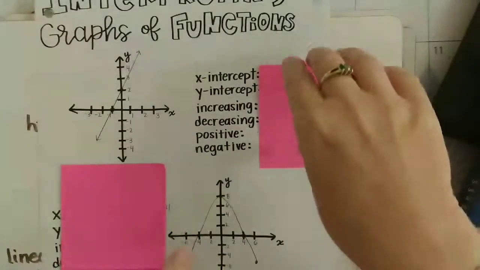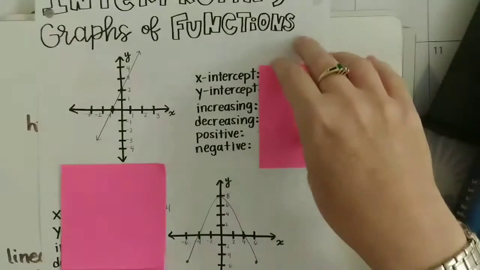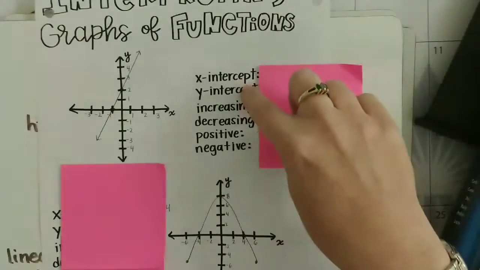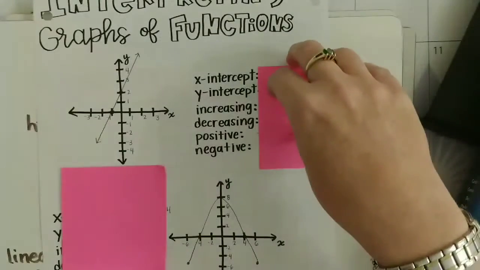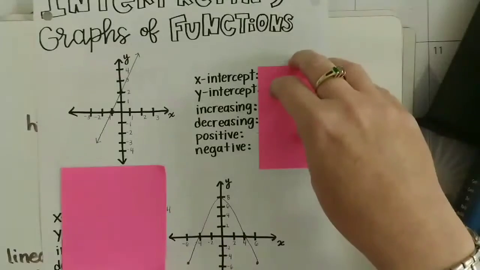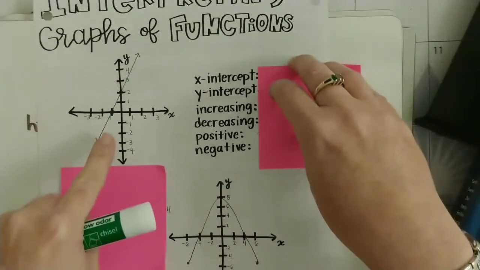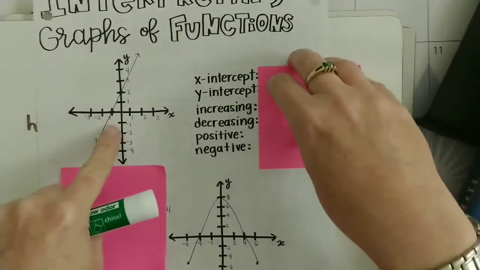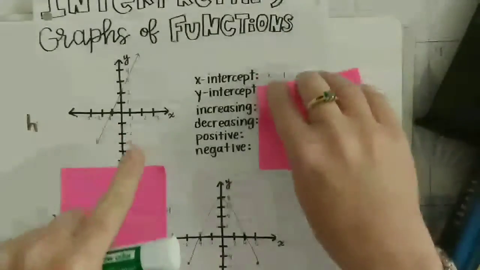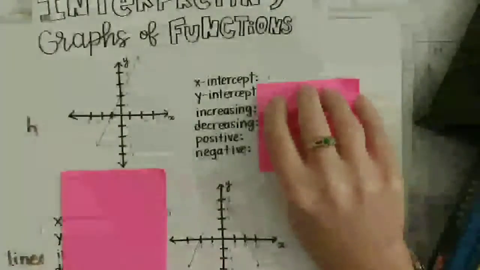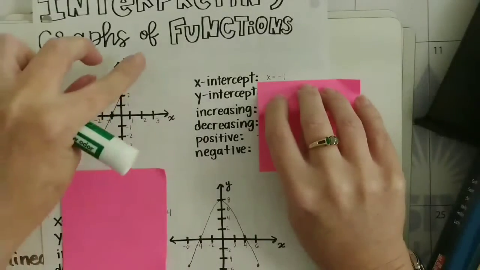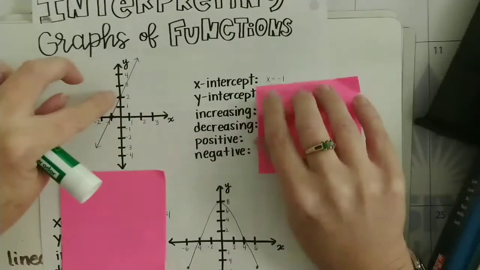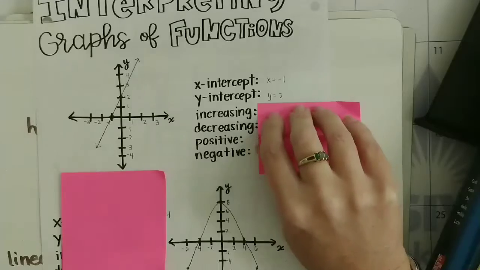Now that you've created your graph, let's talk about what each of these different interpretations are as it relates to this graph. By definition, the x-intercept was where does our function cross the x-axis? And if you look, it appears that it crosses at -1. Y-intercept, by definition, where does our function cross the y-axis? And it is at 2.